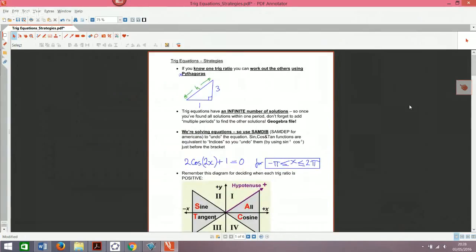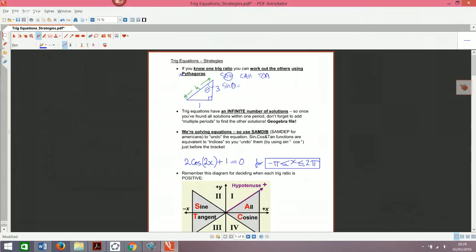Okay, so the first one is if I know one trig ratio, I can work out the others. And I can do that using Pythagoras, because I remember that this all started, the circles and the waves that resulted from those circular movements, with SOHCAHTOA to define a circle. X squared plus y squared equals 1, or r squared, the radius squared. And if I called this angle theta, I could say that sine theta was equal to the opposite over the hypotenuse.